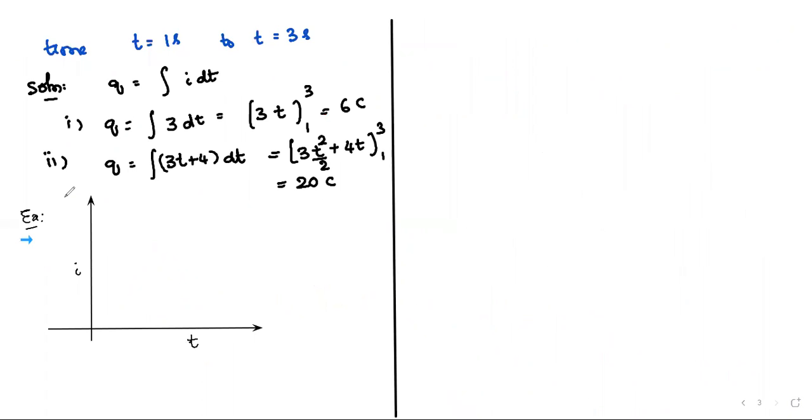Coming back to the I and T graph. Here I am giving a very simple graph like this. The current value is 10 amps and the time is 6 seconds. What is the charge flown through a conductor? Q equals how much? I think you can solve it very quickly.